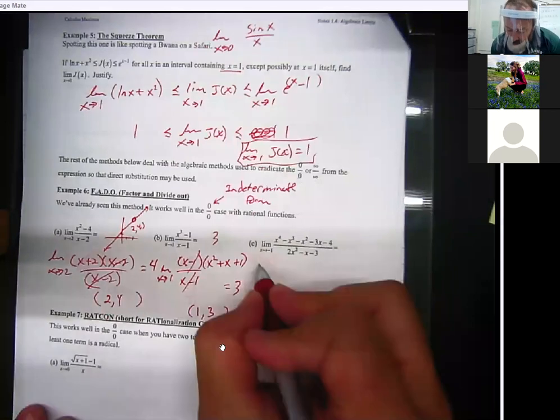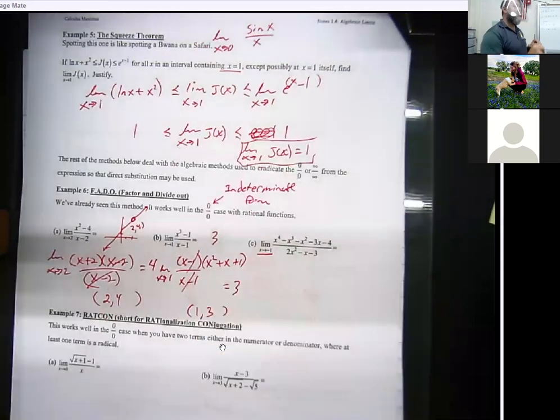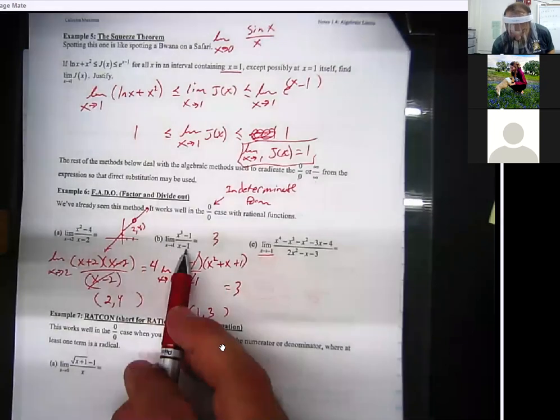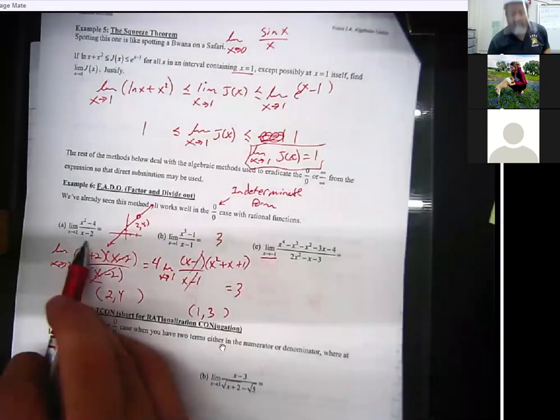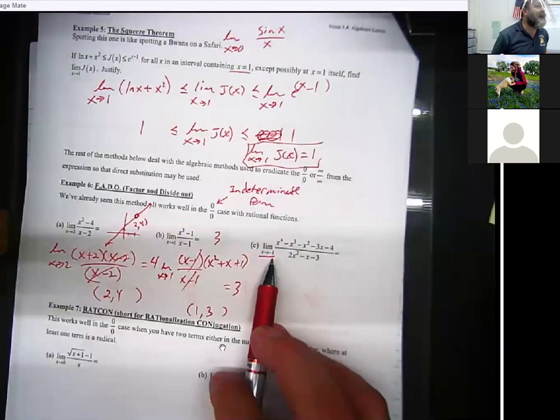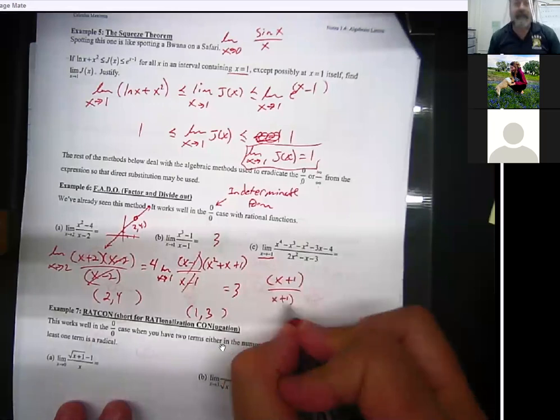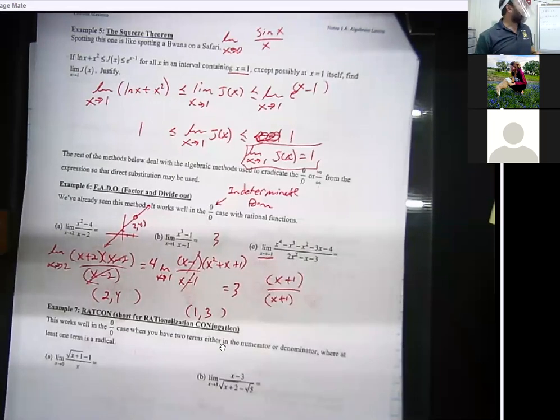You see how it's asking for x going to -1. That's a hint that the top and the bottom are going to have what factor? See, x goes to 1, so it was x minus 1. X goes to 2, it was x minus 2. So if you're going to -1, the top and bottom are both going to have a factor of x plus 1. So let's see if you can remember how to do that.